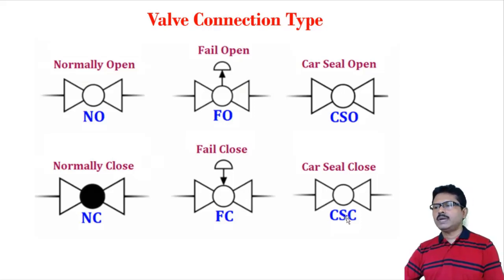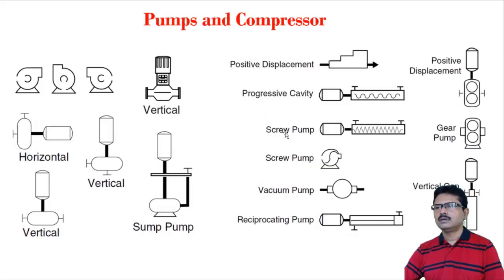This is CSO and CSC. This is car seal open and car seal closed. CSO and CSC are used to lock or seal the valve in open or closed position to prevent unauthorized operation of the valve.